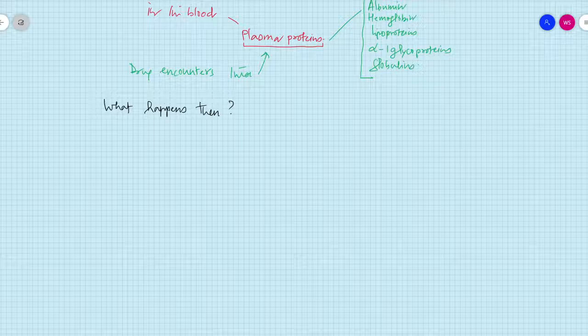So let's schematically represent plasma protein. Let's call this plasma protein. Let's make it specific. Let's say it's albumin. Now, plasma protein has got hydrophilic groups.